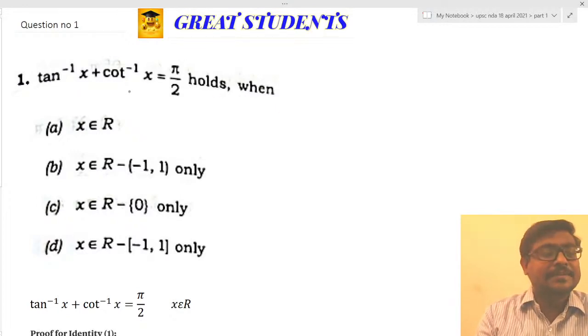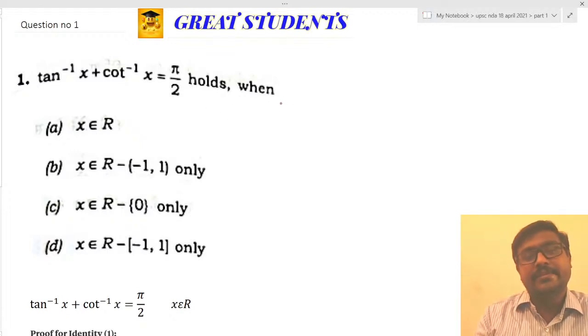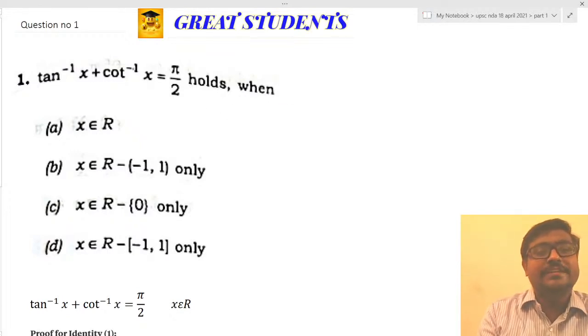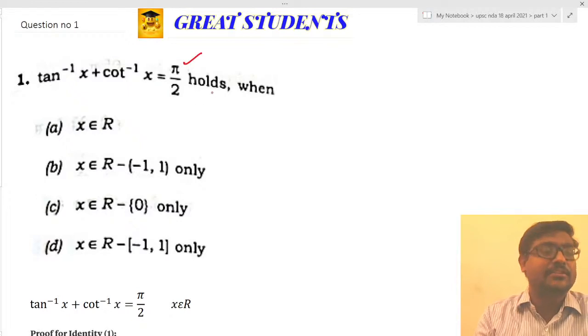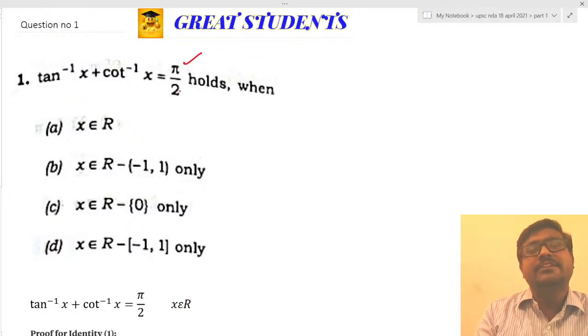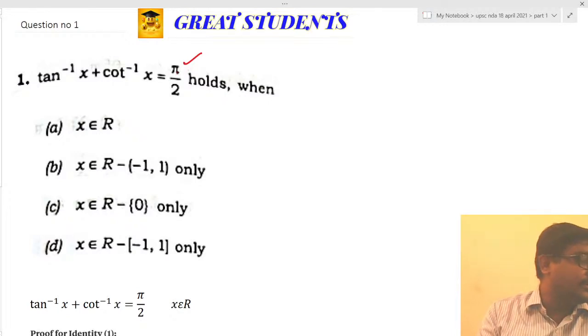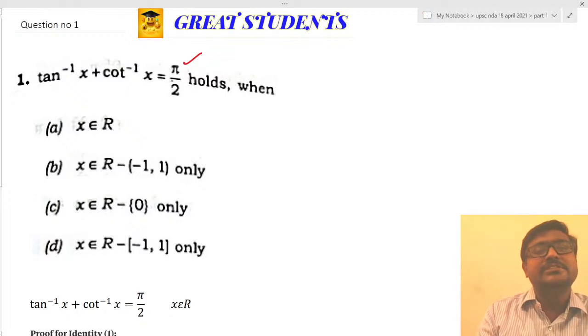Tan inverse of x plus cot inverse of x is equal to pi by 2 holds when... That means for what values of x this equation is satisfied. This is a property of inverse trigonometry. We can do many sums very easily using this property, otherwise it would have taken a lot of time. But the question is what x belongs to for this property to be satisfied.